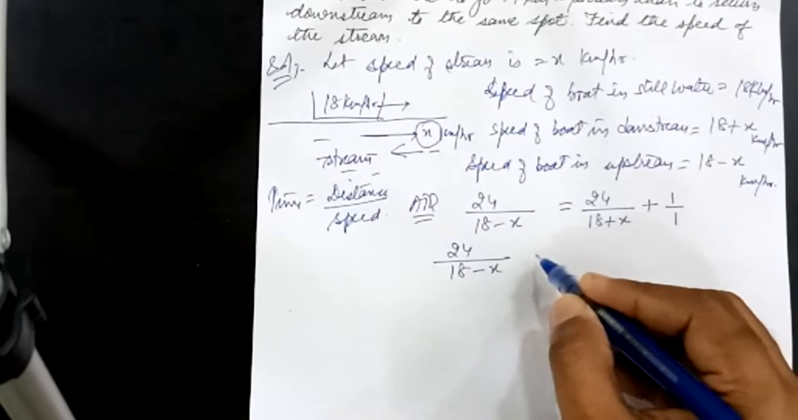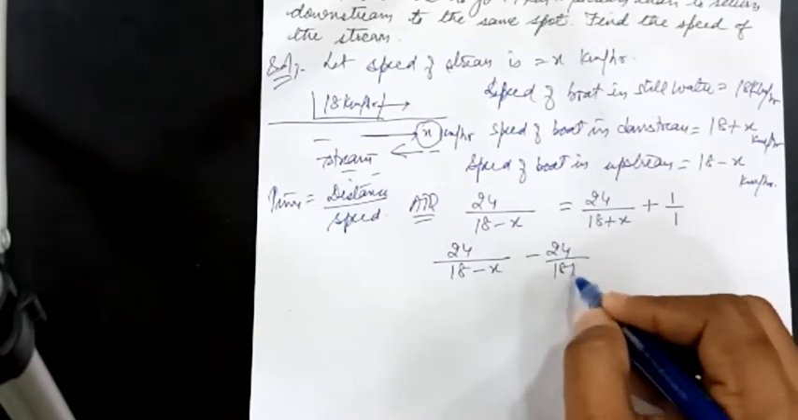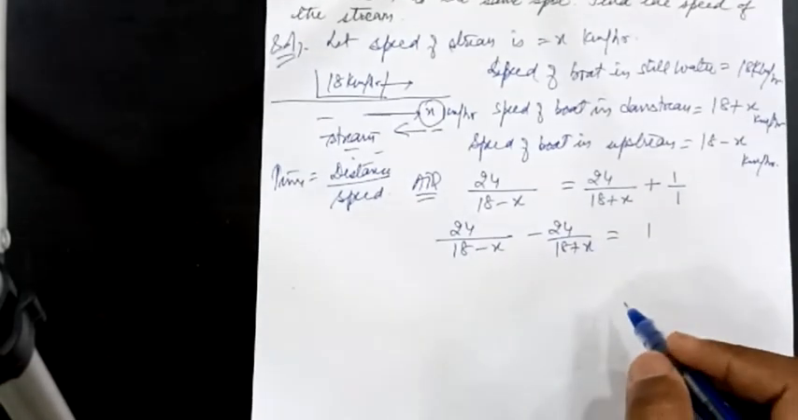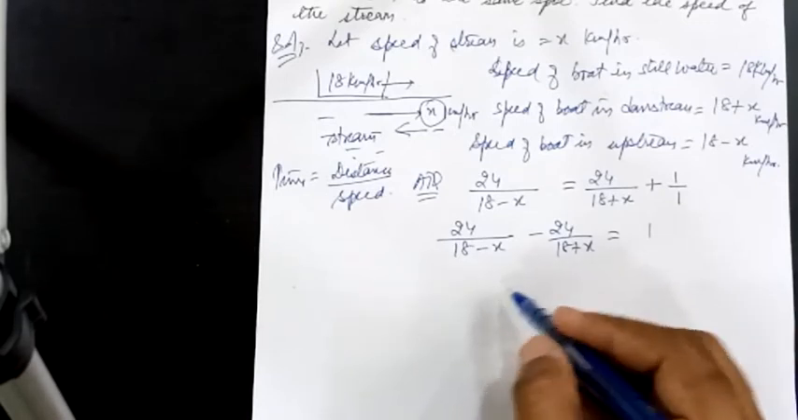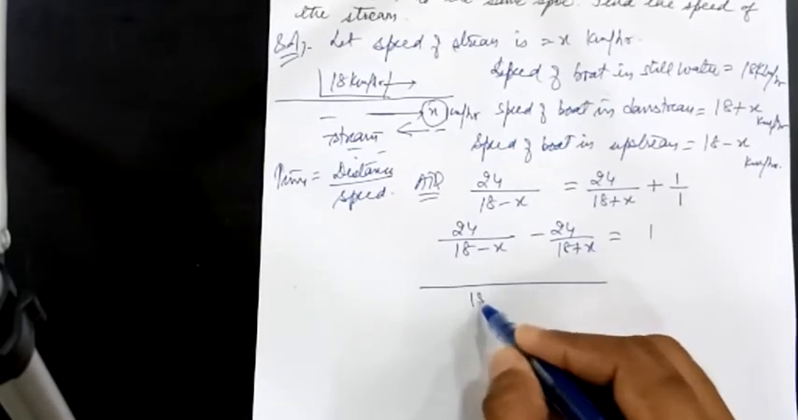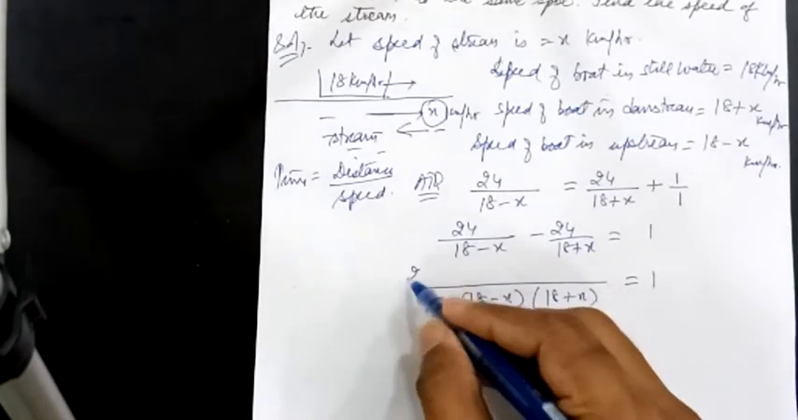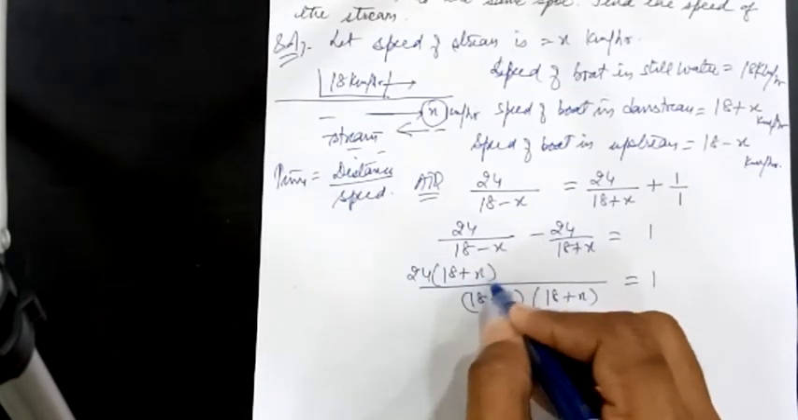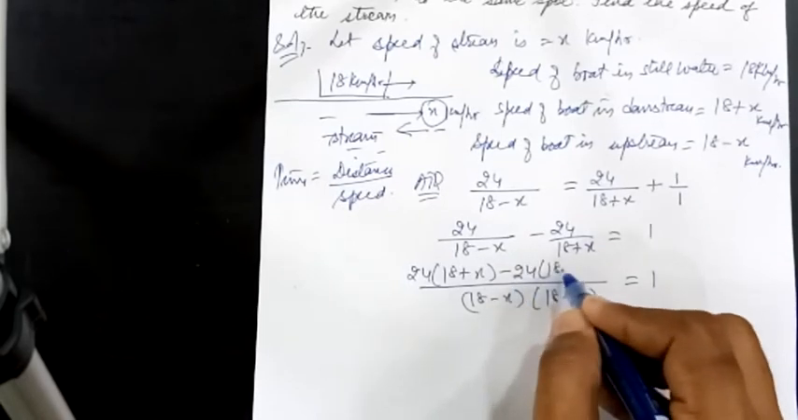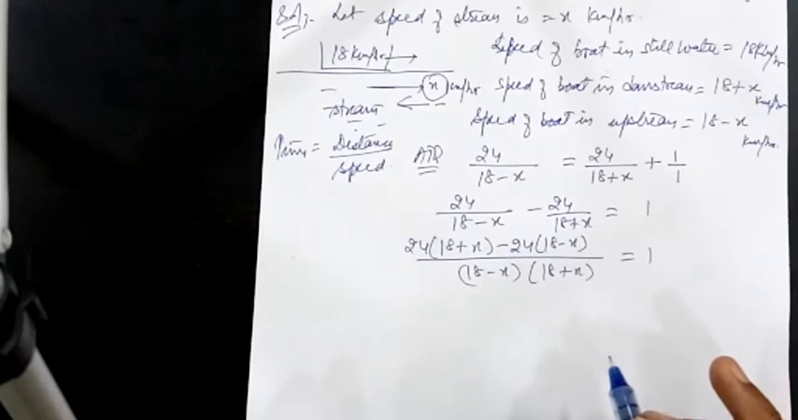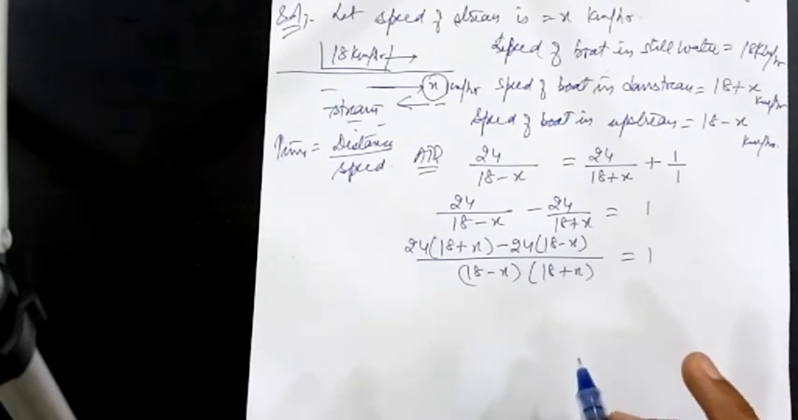24 upon 18 minus x minus 24 upon 18 plus x is equal to 1. Now take the LCM over here: 18 minus x into 18 plus x. So 24 into 18 plus x minus 24 into 18 minus x, like this. It's very simple. Just follow the rules. You need not do anything, just try to solve it out.